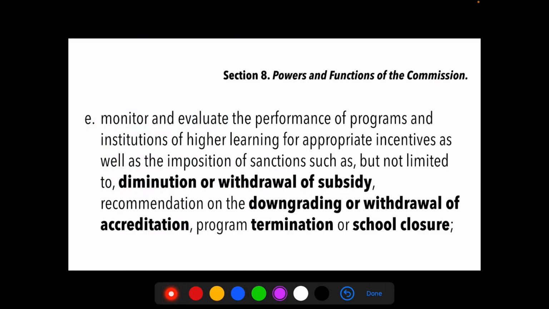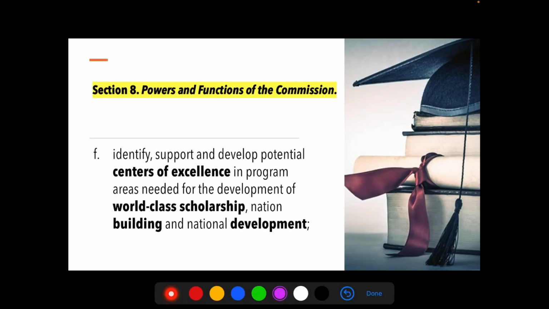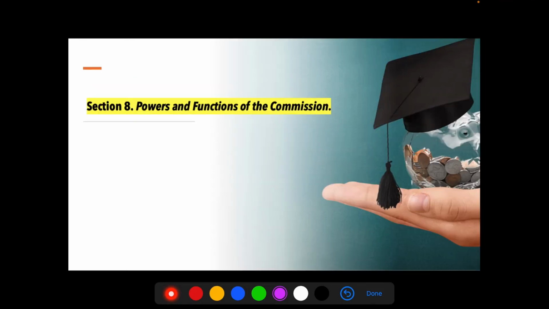Next one, monitor and evaluate the performance of programs and institutions of higher learning for appropriate incentives, as well as the imposition of sanctions such as but not limited to diminution or withdrawal of subsidy, recommendation on the downgrading or withdrawal of accreditation, program termination, or school closure. Next one, we have identify, support, and develop potential centers of excellence in program areas needed for the development of world-class scholarship, nation building, and the national development.